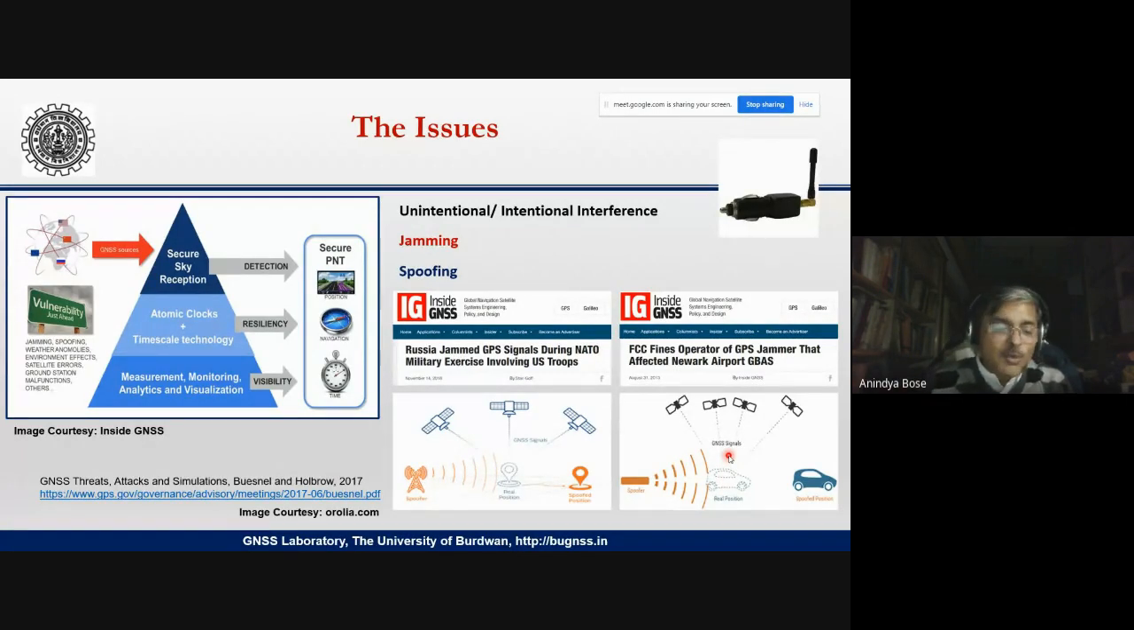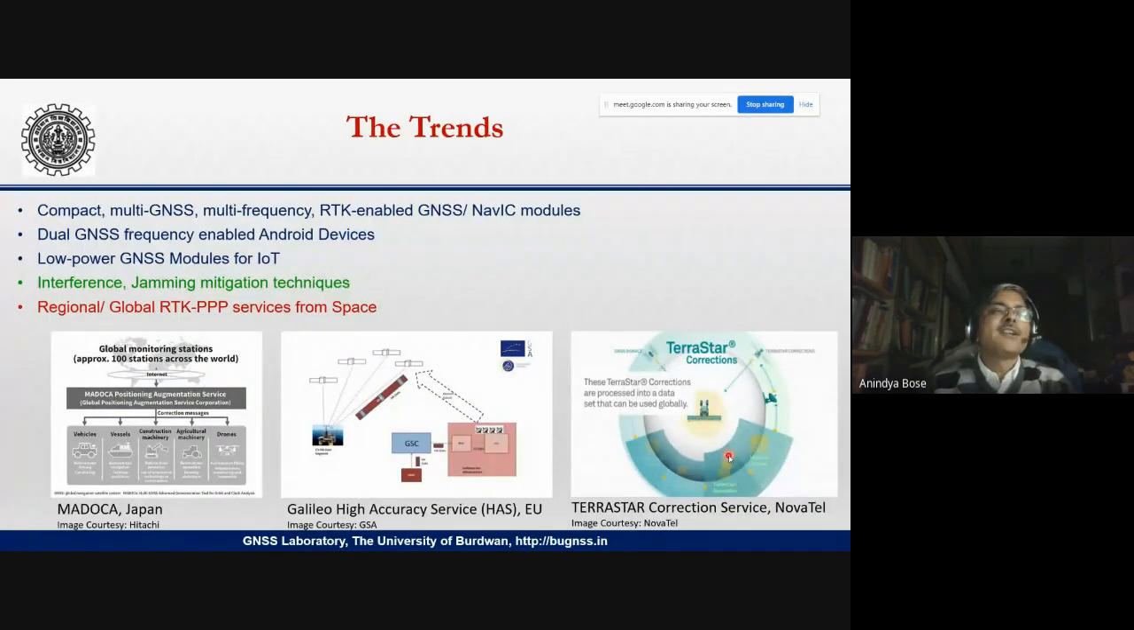I know one of the industry leaders in India, Wing Commander Madhura, who is present here. They are working on this one. And the trends are compact multi-GNSS, multi-frequency, RTK-enabled GNSS NavIC modules coming up. Dual frequency enabled Android devices are coming up, which we expect will change the game. Low power GNSS modules for IoT, so we don't have to put in an electrical connection; only a button battery will be sufficient for a few days. Interference and jamming mitigation techniques, what I already told.